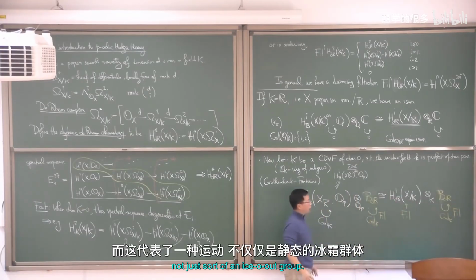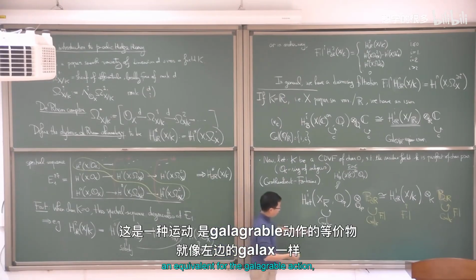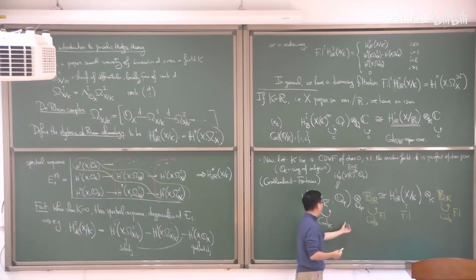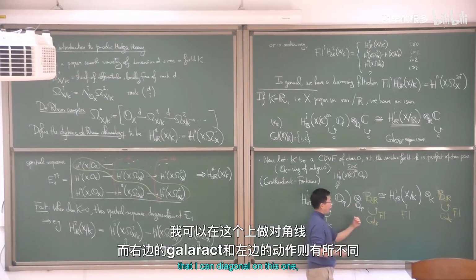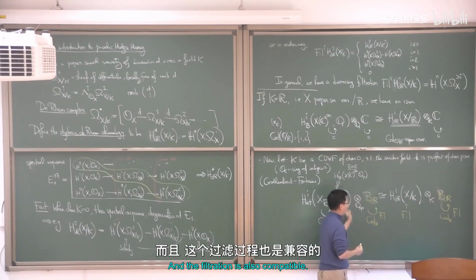And this isomorphism is not just a naive isomorphism. It's equivariant for the Galois group action, such that the Galois action on the left is diagonal on this one, whereas the Galois action on the right only acts on the left bit here. And the filtration is also compatible.